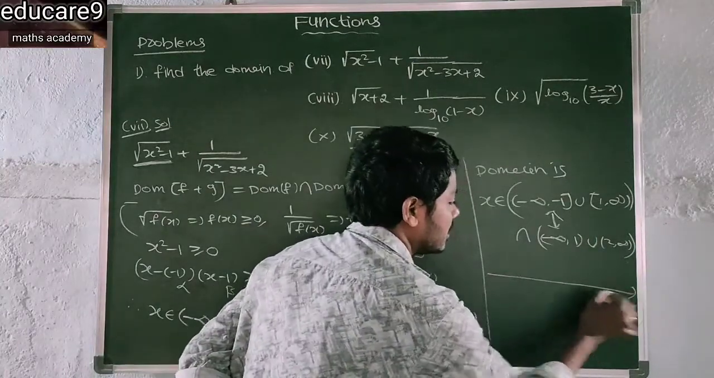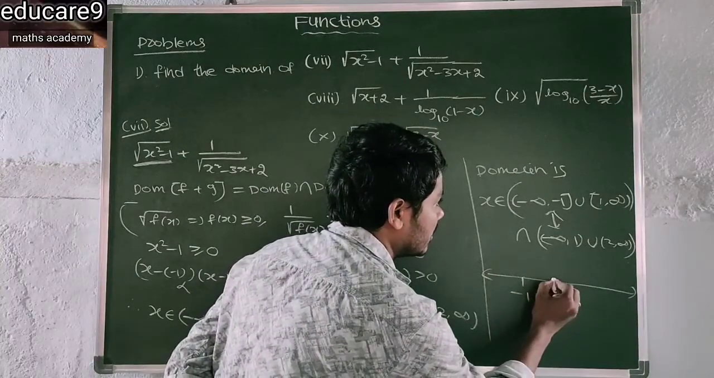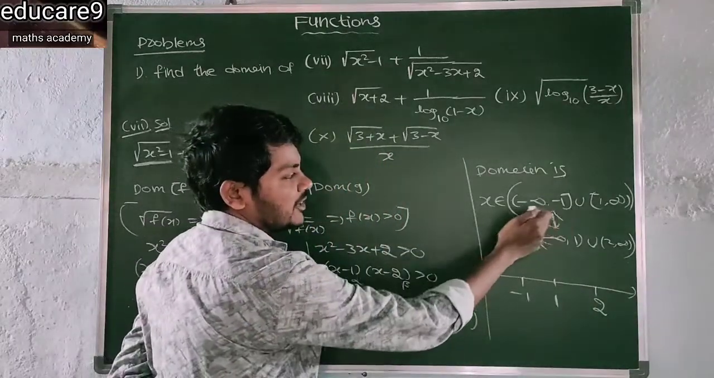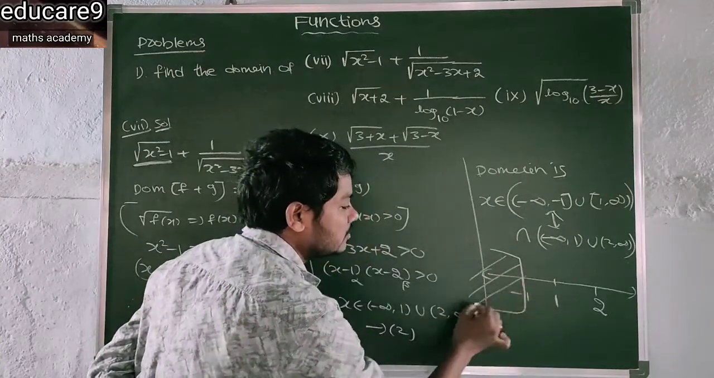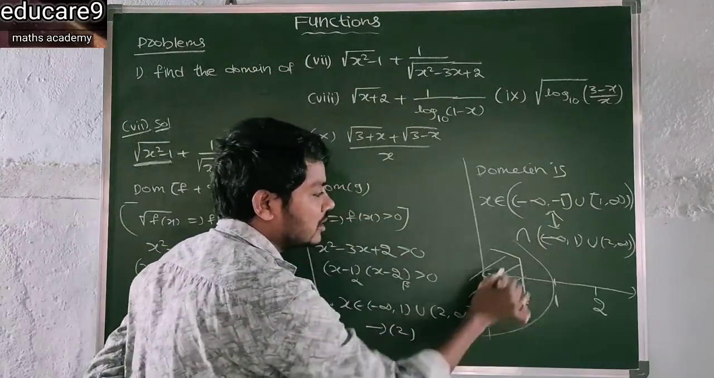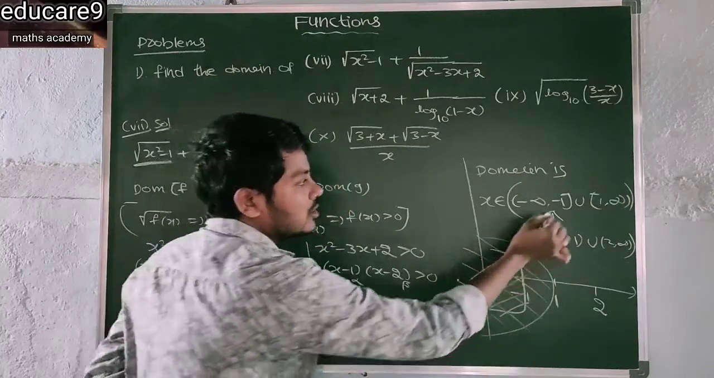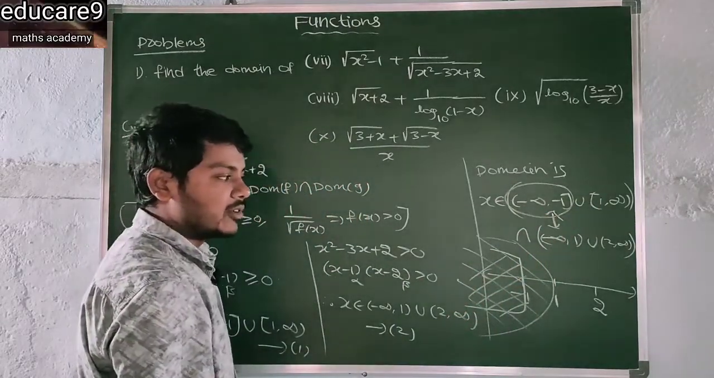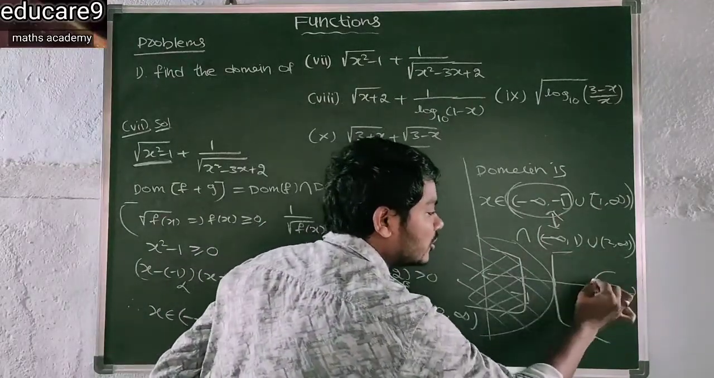Draw the real line and locate the points minus 1, next 1, 2. Minus infinity comma minus 1, that is this one, and minus infinity comma 1, so this one. So clearly what is the intersection part? This is the intersection part of both of these. Next the second one, this is 1 to infinity and this is 2 to infinity.